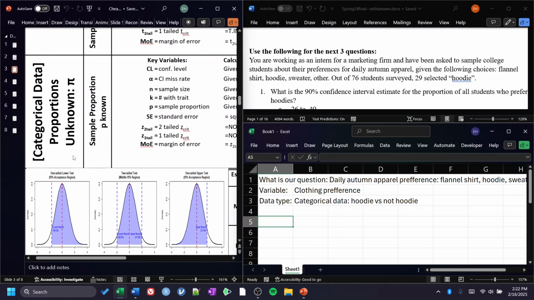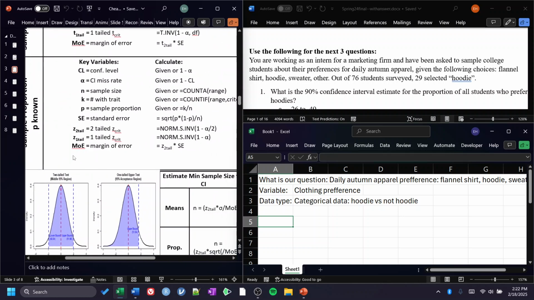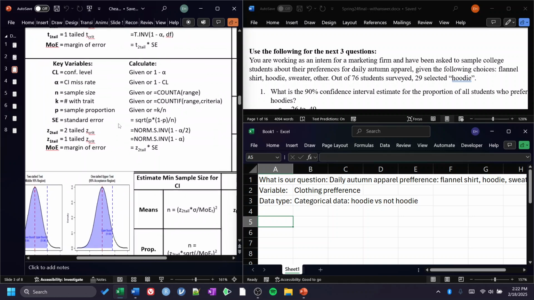So we have our proportions here, and here are the key variables that we need to be focusing on. The first one is our confidence level, and it was given to us right away. It says that we want to do a 90% confidence interval. So 0.9 is our confidence level.